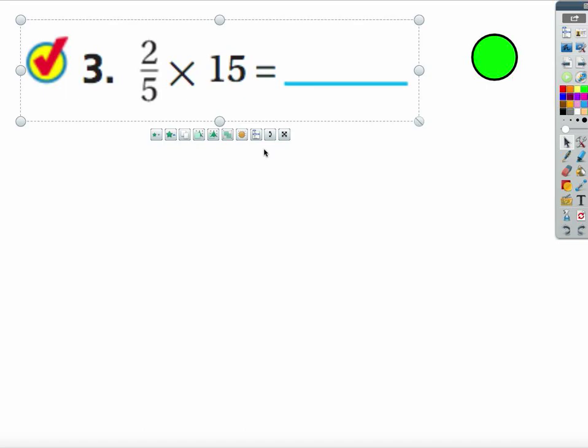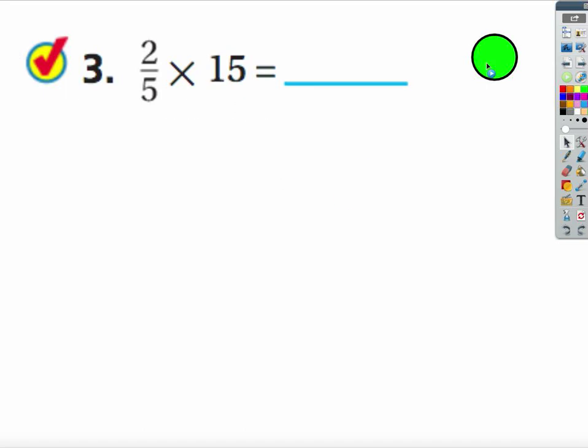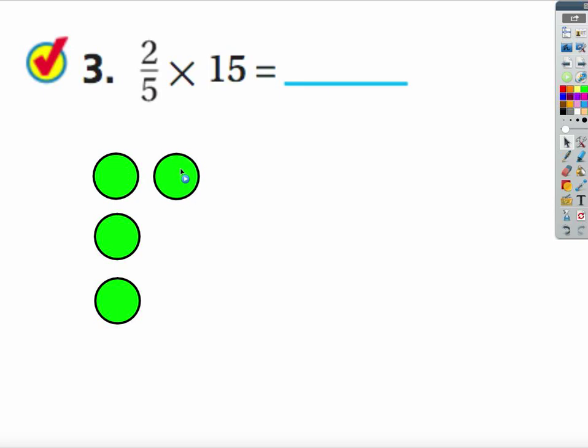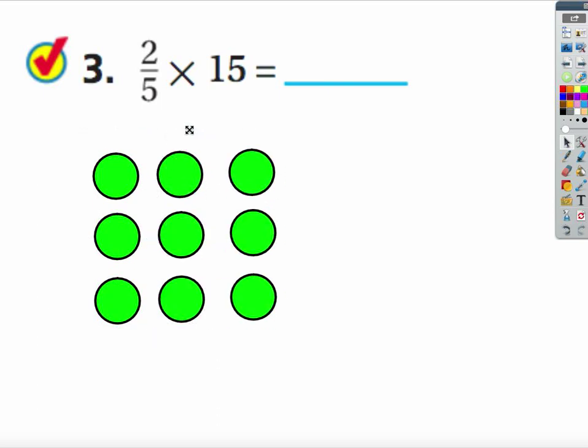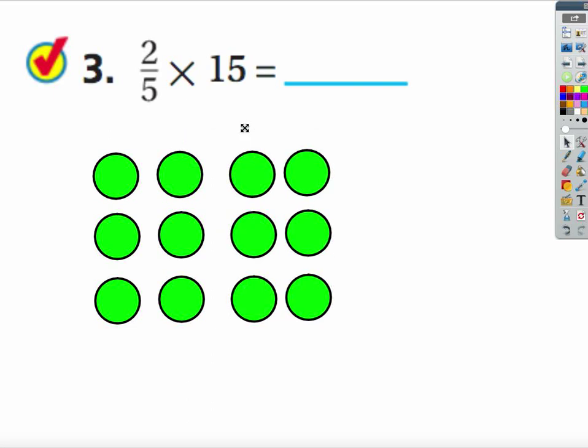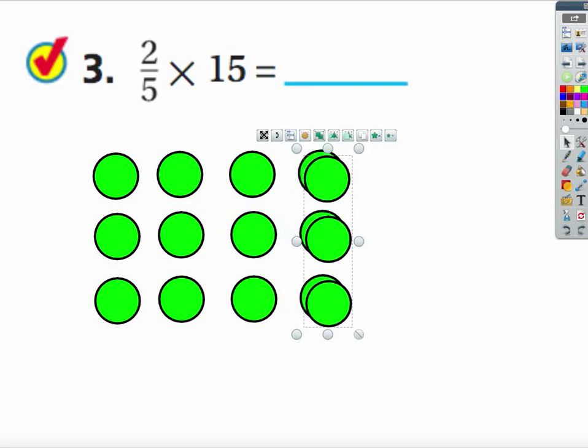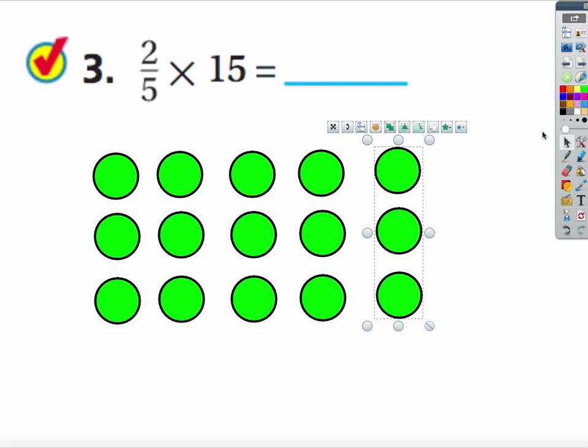You take a look at your whole number here, and you have 2/5 times 15. So what we're going to do is make an array, or a rectangle, of 15. So it'd probably be 3 times 5 would be the best way to do it. We'll do it this way, a little quicker. So there's 2 rows, 3 rows, 4 rows, and 5 rows. So that's 15 counters.